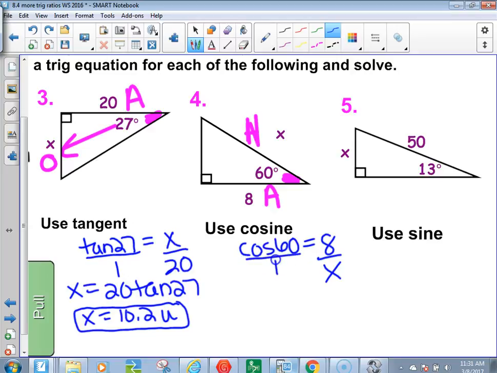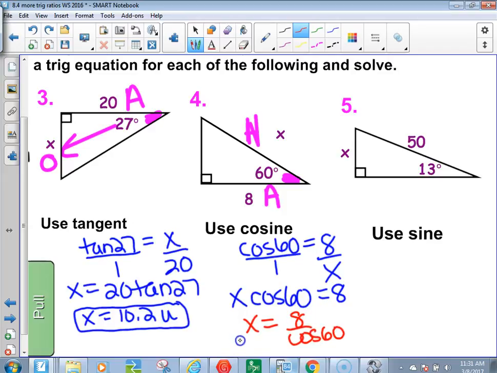Okay, this is the kind where you have to divide, because you get x times the cosine of 60 equals 8, and then you divide. So x equals 8 divided by the cosine of 60, and that comes out to 16 units.